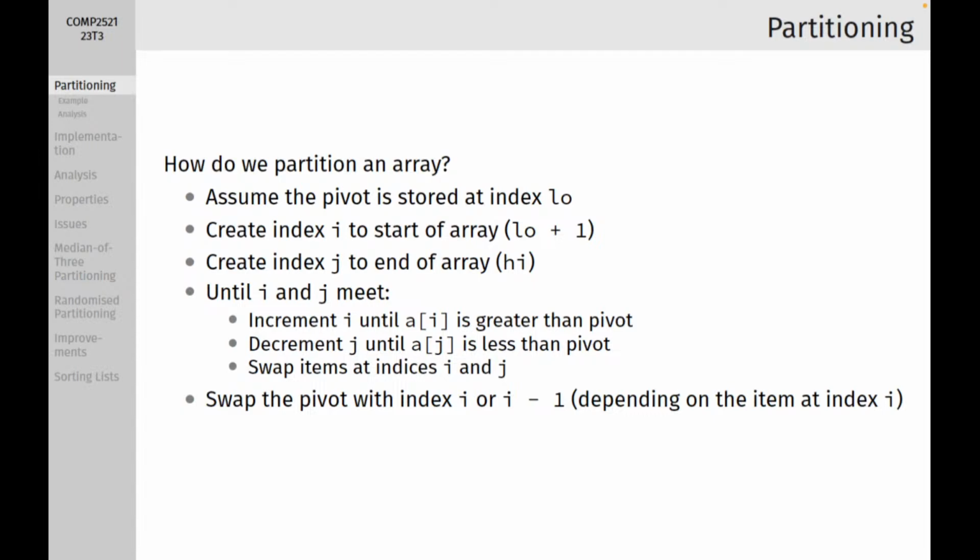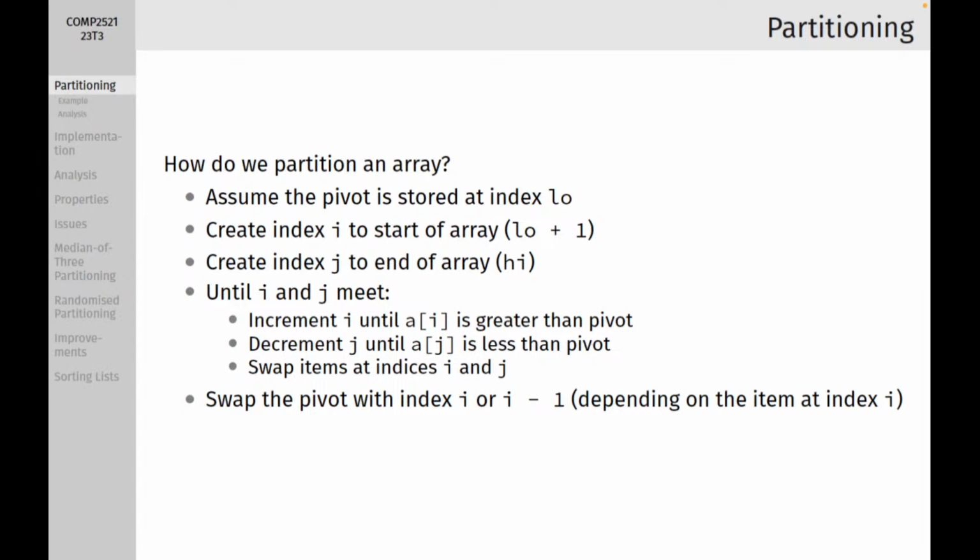Then what we're going to do is increment i until a of i is greater than the pivot. So we're scanning forwards through the array to find an element that doesn't belong on the left side of the array. So we increment i until a[i] is greater than the pivot. Then we go to our other index and decrement that until we find an element that doesn't belong on the right side of the array. So we decrement j until a[j] is less than the pivot.